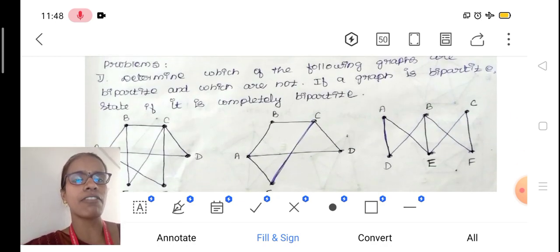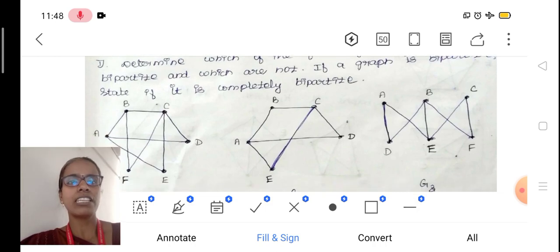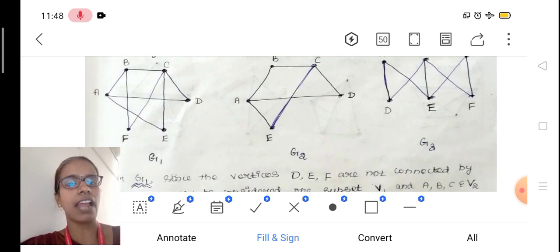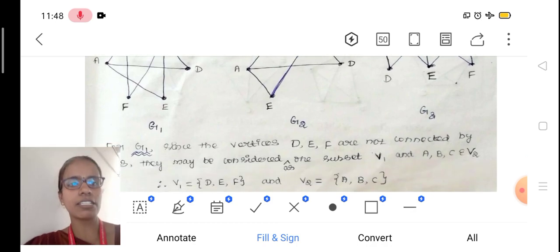So it's a graph. Determine which of the following graphs are bipartite and which are not. If a graph is bipartite, then we need to verify whether it is completely bipartite. First we have to check whether it is a bipartite graph. You can see the first graph, G1. First thing, we need to find the partition, two partitions. If we are able to find the partition, then go with the concept of complete. But in the first graph, it is not possible to find the partition.